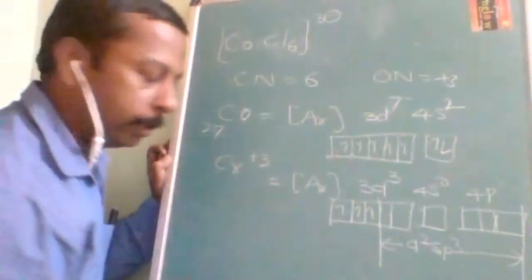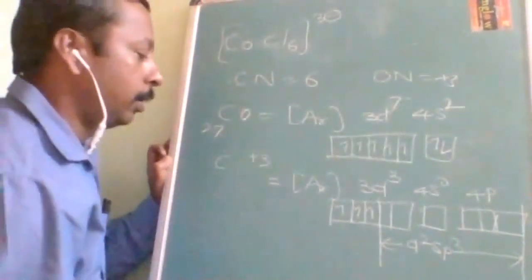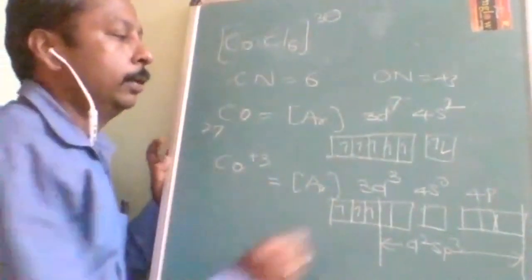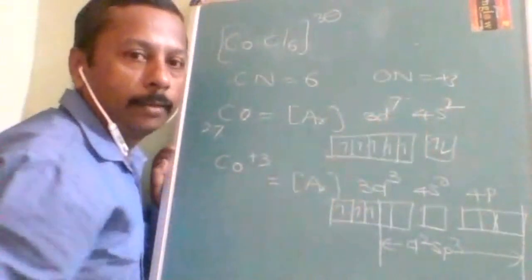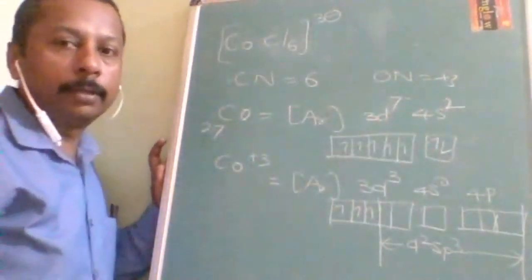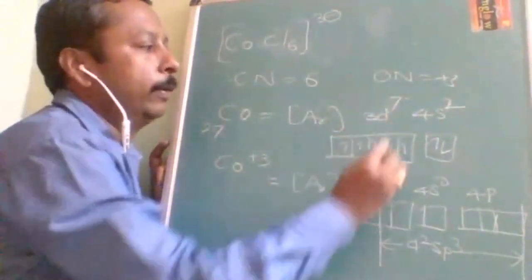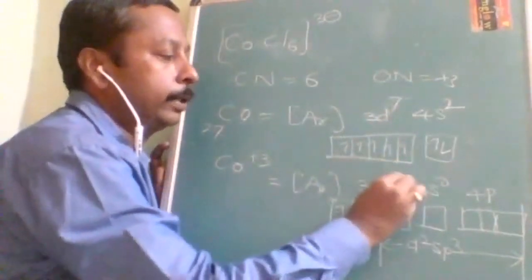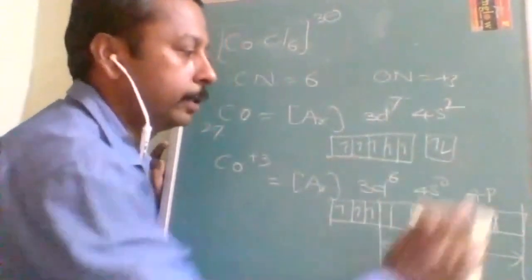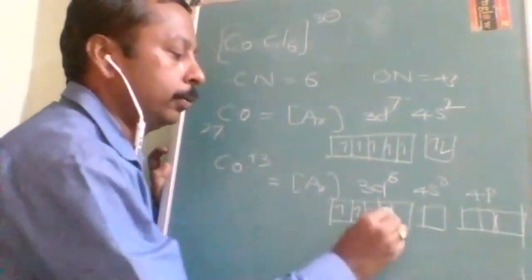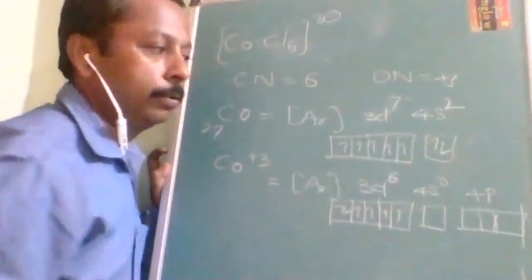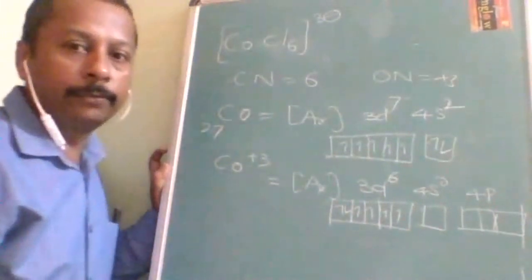Now here the cobalt oxidation number is plus 3, so 3 electrons must be out. 2 will be from here and 1 will be from here. So it will be 3d6 4s0. 3d6 and 4s0. Is it understood, students? So 3d6, 4s0 and 4p0.